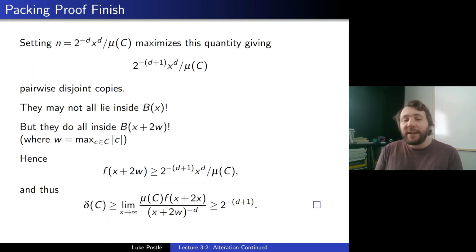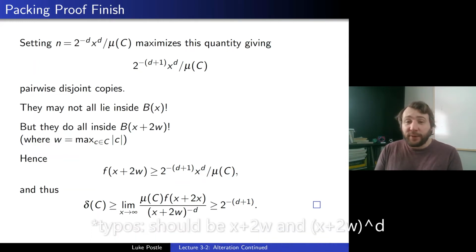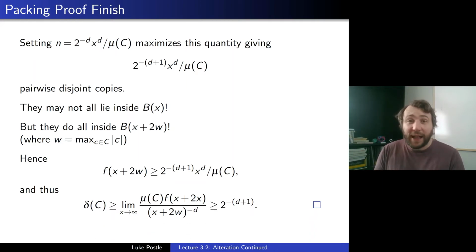And thus, the packing constant is going to be this limit as x goes to infinity. Here we're going to have mu of c times f of x plus 2w, sorry, that's a typo there, that second x should be w, over x plus 2w to the minus d, the size of the x plus 2w cube. And that, if you cancel all out, the x to the d cancels x plus 2w to the d in the limit there. And again, there should be a negative power, another typo. So those cancel out, and then we end up with this, the mu of c also canceling, and thus we end up with 2 to the minus d plus 1 as claimed.